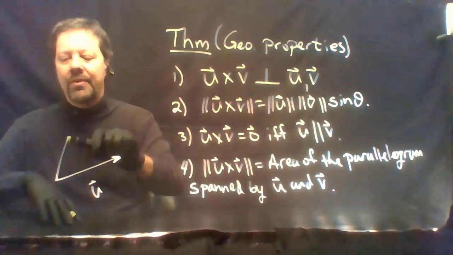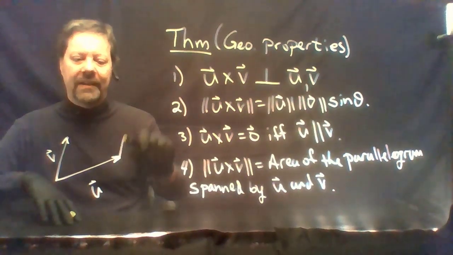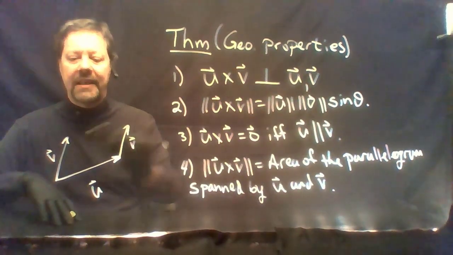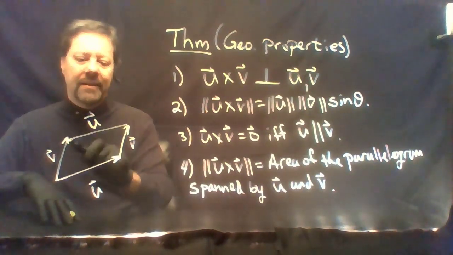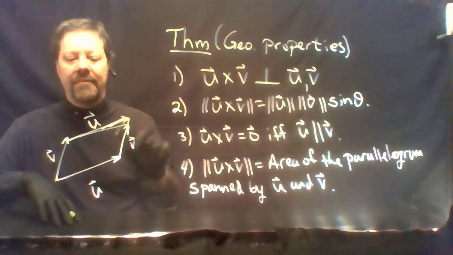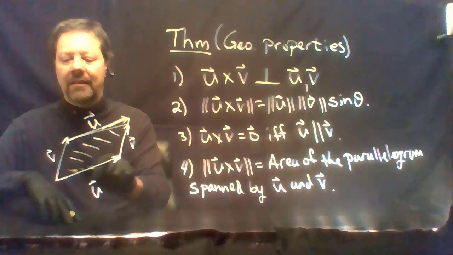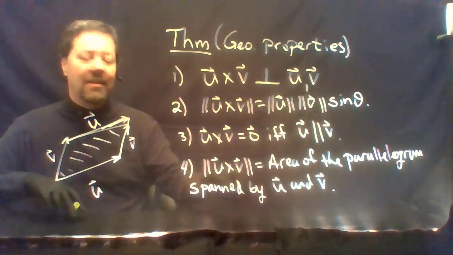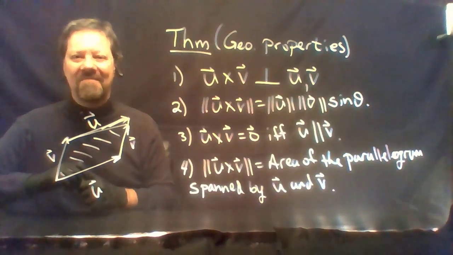What is the parallelogram spanned by U and V? Well, if I have a vector U and a vector V, we can parallel transport these vectors. This will also be vector V, and this will also be vector U. When you parallel transport these things, you end up with a parallelogram. The area of that parallelogram is equal to the norm of the cross product of U and V.